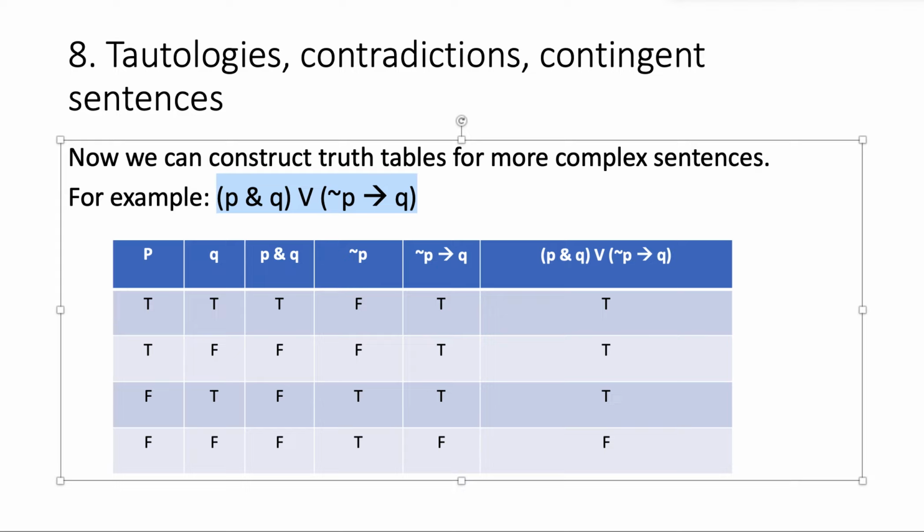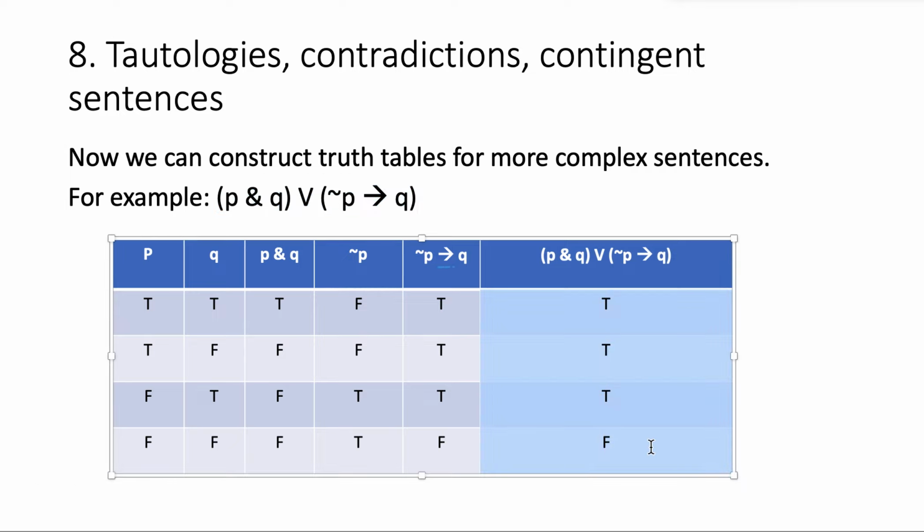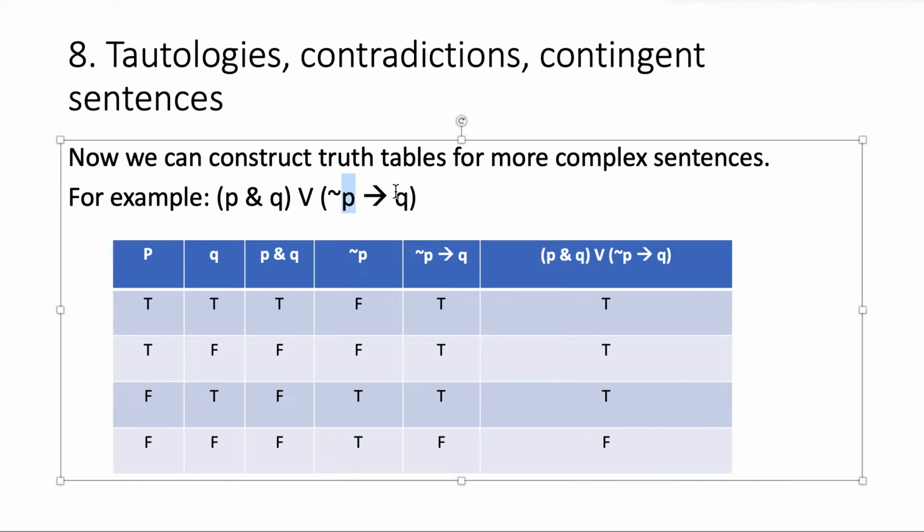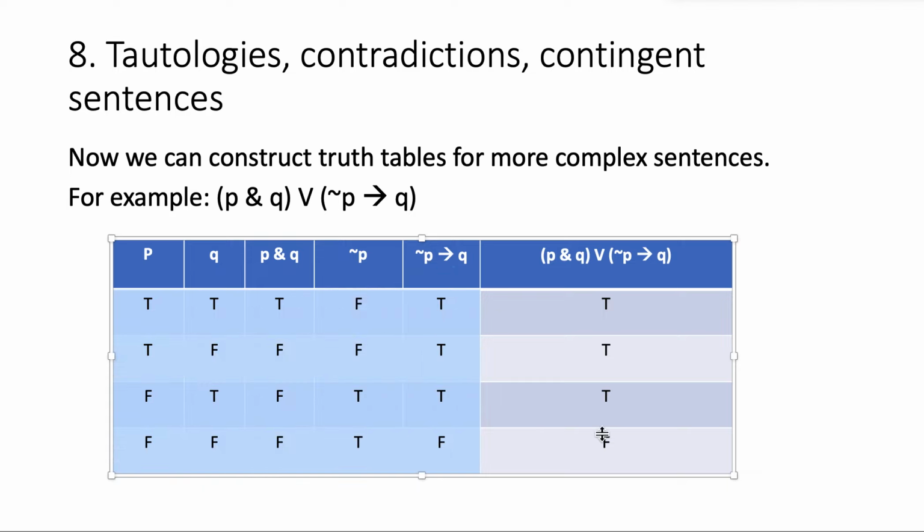Why is that a useful thing to do? Well, now we're in a position to say something about this sentence. What the truth table shows us in this final column is exactly when this sentence is true and when exactly it's false. There are 4 different possible combinations of the truth and falsity of the atomic sentences that are its parts, hence 4 different rows.